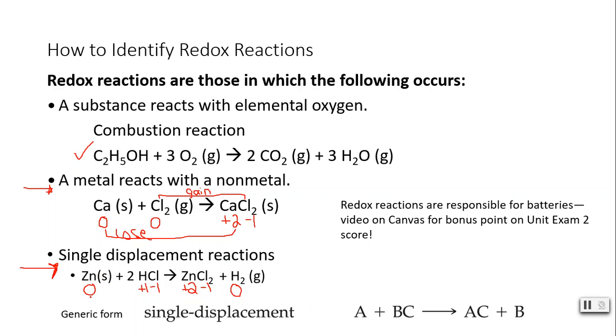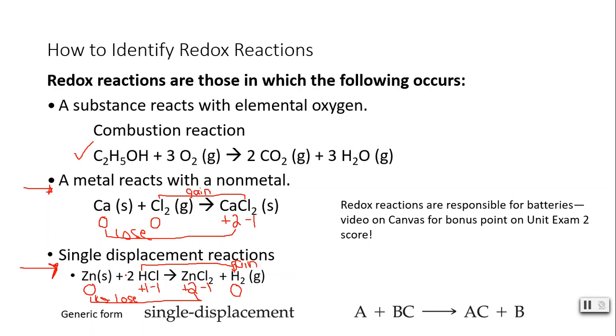We can compare zinc. Zinc went from a 0 to a +2. So zinc has lost electrons, so it is oxidized. I'm just going to put lose because my writing is horrible. So it lost electrons. Hydrogen went from a +1 to a 0. So it became more negative. So it gained electrons. And since it gained electrons, that hydrogen is reduced.